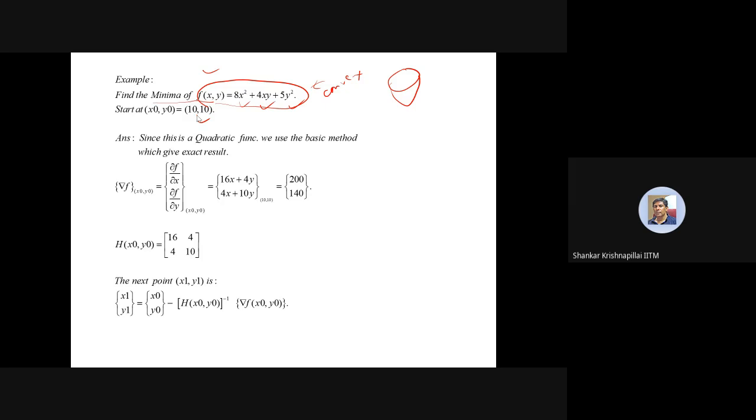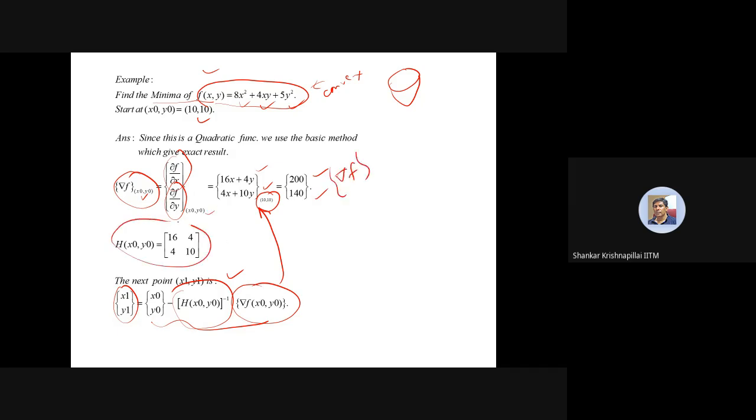This is the equation for the next point. First you have to find the inverse of the second derivative matrix, and then multiply it with the column vector, which is the first derivative matrix. Let us first look at the first derivative matrix, that is del f at x0, y0: partial f by partial x at x0, y0, and partial f by partial y at x0, y0. So you get these two equations, and you substitute 10, 10 in them. So this is the value of the del f vector at 10, 10.